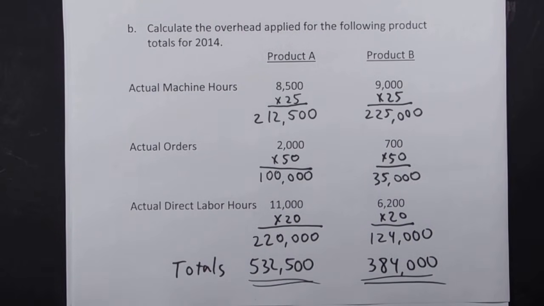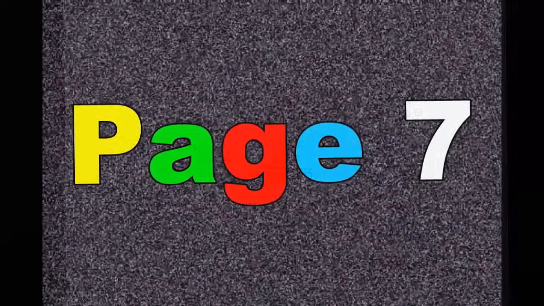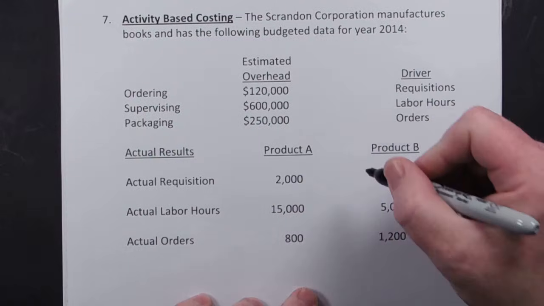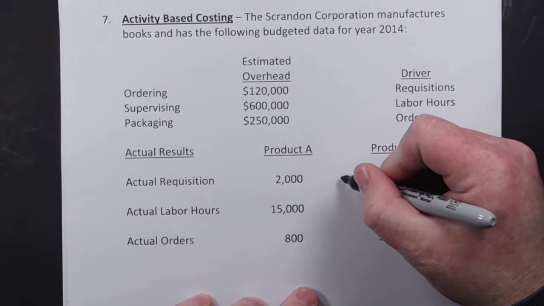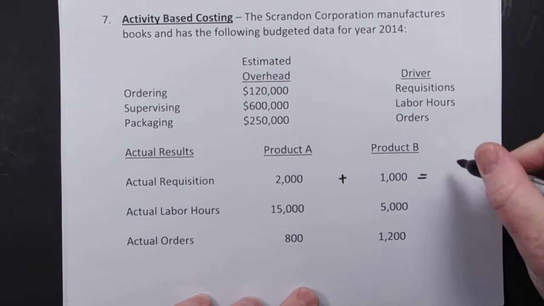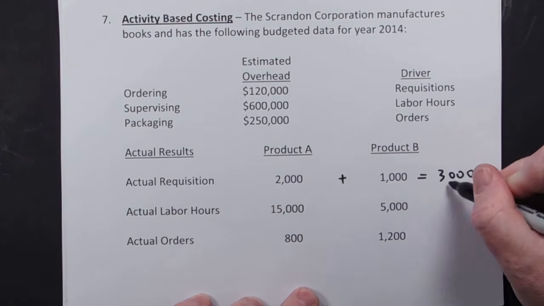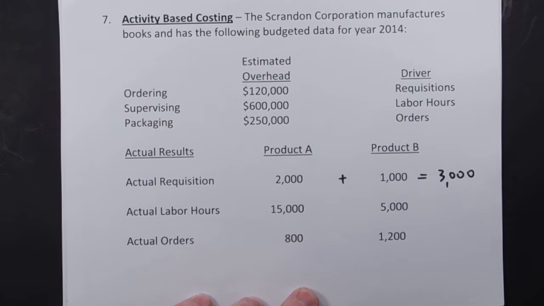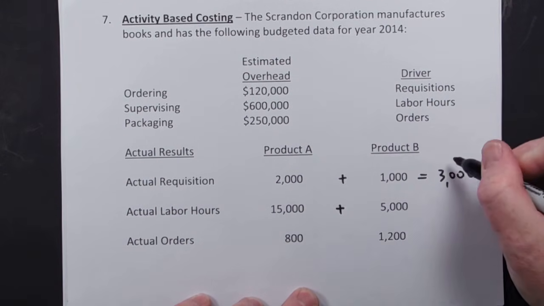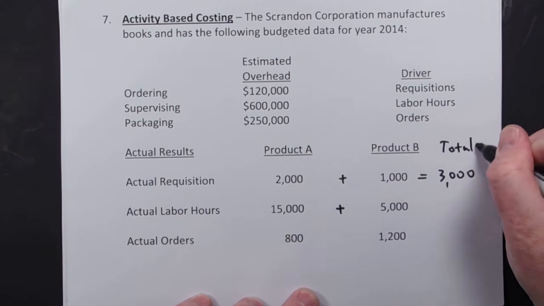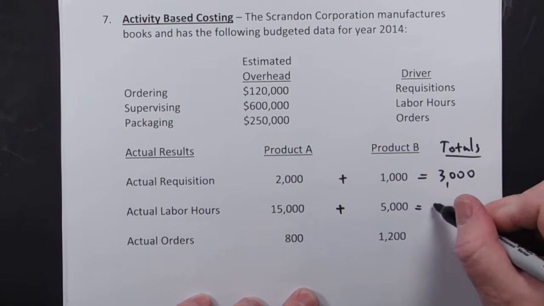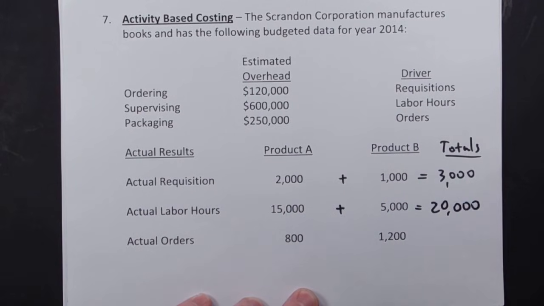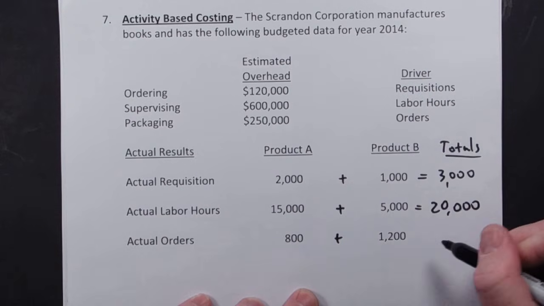Okay, turn to page 7 if you would. On page 7 we're going to do something a little bit different. Sometimes we'll use the actual results or even estimates of the two different products, and the thing you have to do here is combine them. So in this case, the actual results, we have actual requisitions for product A and product B, actual labor hours for product A and product B, and our actual orders for product A and product B. So we're simply adding those together to get the totals, and that's what we're going to use for our rates to apply it.